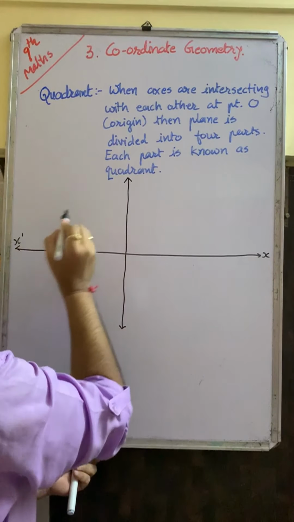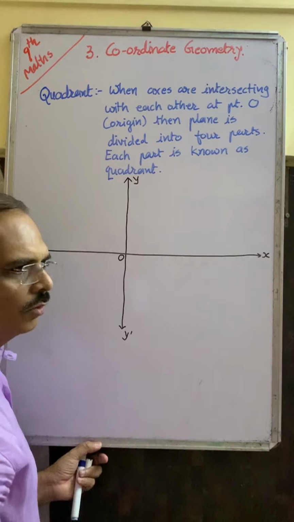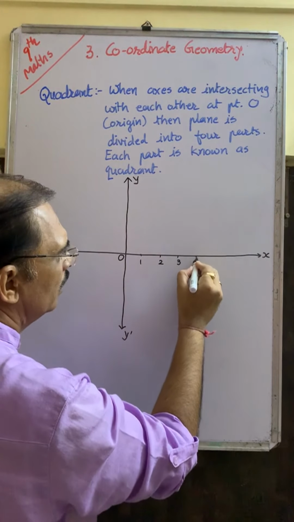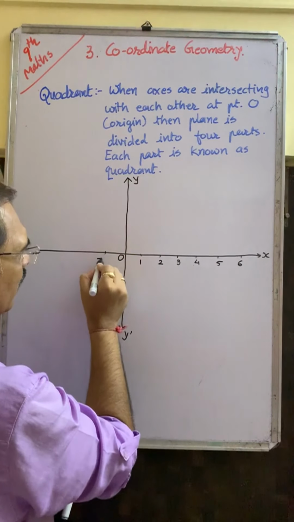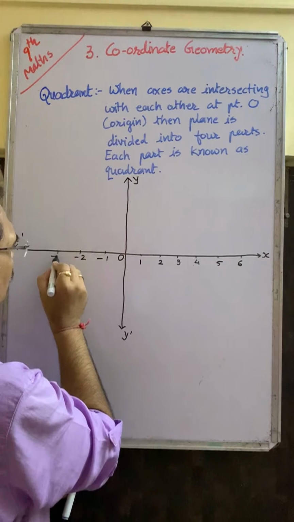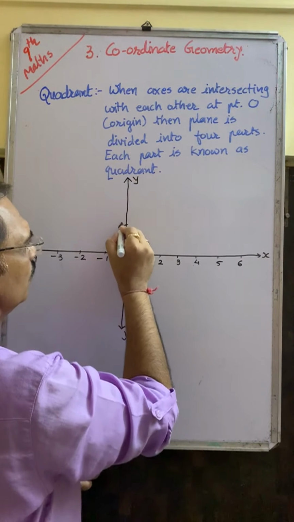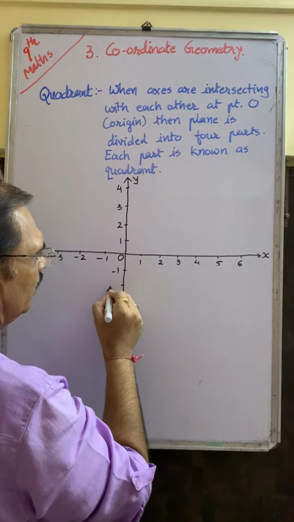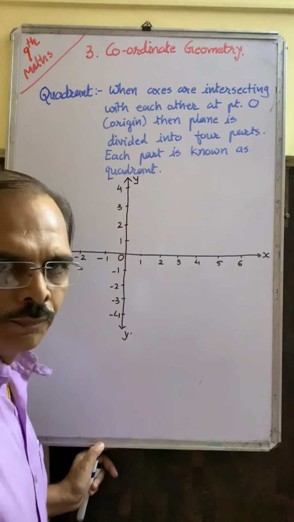X-axis, X dash, Y and Y dash, origin O. You can write here 1, 2, 3, 4, 5, 6, just like a number line, and on the left side -1, -2, -3, -4. In the upward direction, positive 1, 2, 3, 4. In the downward direction, negative -1, -2, -3, -4.